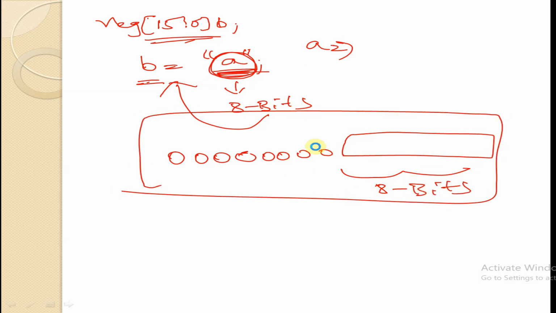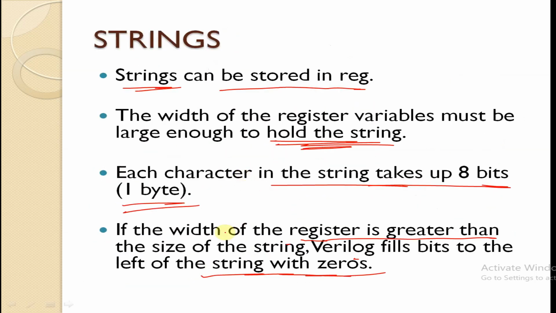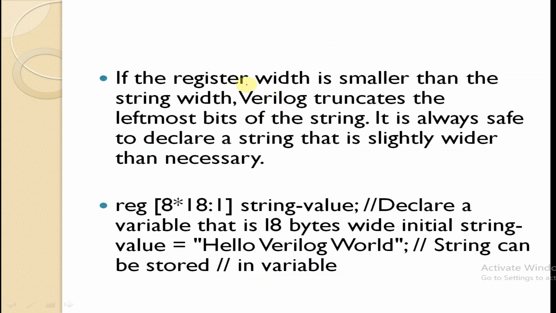So this is what happens when we try to store. If the width of the register is greater than the size of the string, Verilog fills the bits to the left of the string with zeros. So basically zeros will be appended. And if the register width is smaller than the string width, Verilog truncates the leftmost bits of the string. It is always safe to declare a string that is slightly wider than necessary.